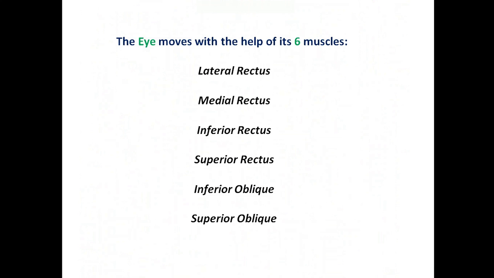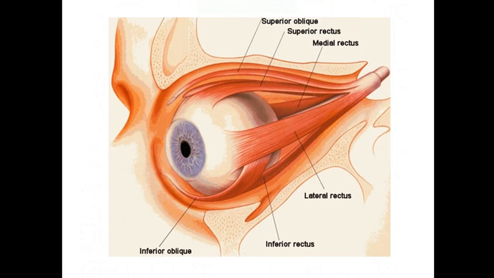Now our eyes have various types of movements, let's check them out. First of all, just check out the 6 types of muscles present in the eye. They are lateral rectus, medial rectus, inferior rectus, superior rectus, inferior oblique, and superior oblique. Check out this picture, showing the muscles of the eye. Inferior oblique, inferior rectus, lateral rectus, superior oblique, superior rectus, and medial rectus. You may get a screenshot of this picture, if you want.